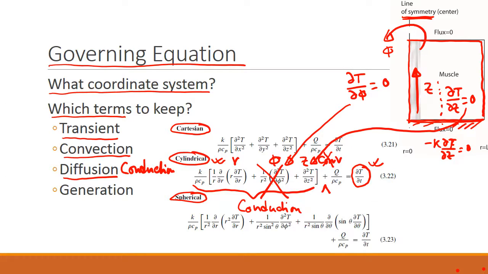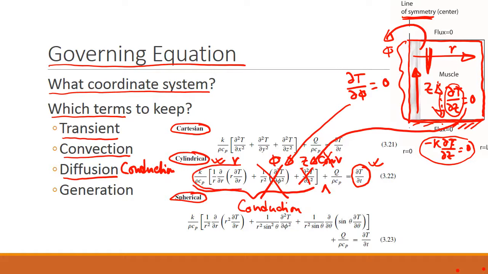So in this direction, del T del z is 0, so the flux is 0. It actually doesn't matter how thick a region we choose because there's nothing happening in this direction. Everything is happening in the radial direction. So del squared T del z squared is equal to 0 because del T del z is 0. So now we have this as my conduction term and then the generation term. The generation term in this case is Q.